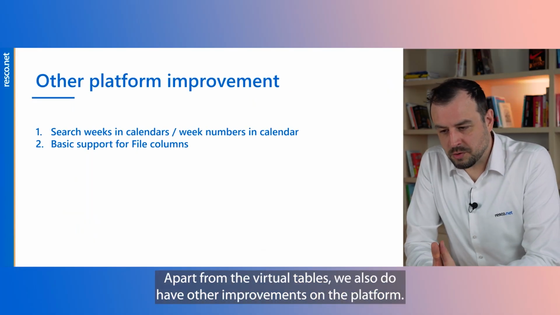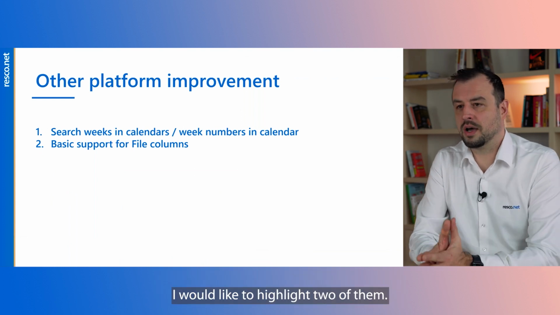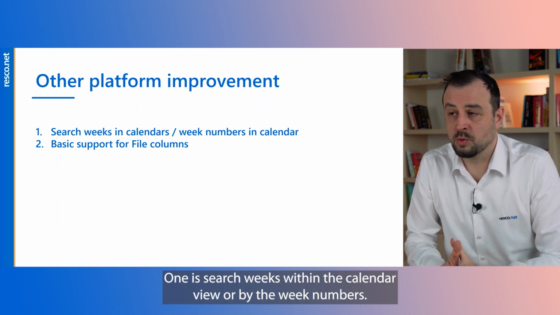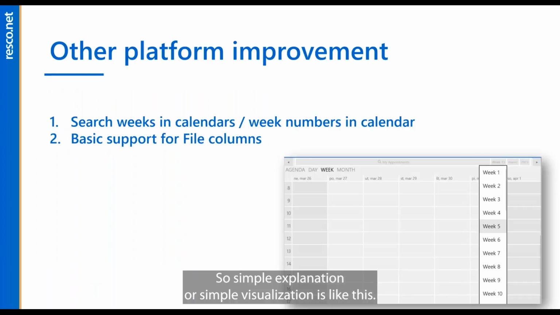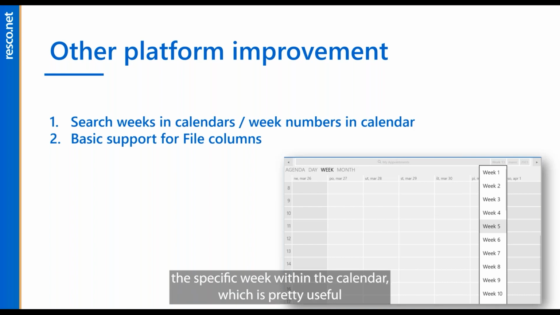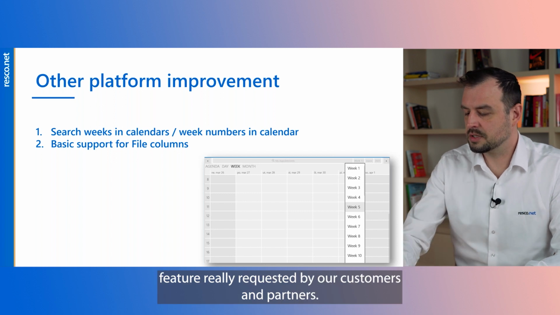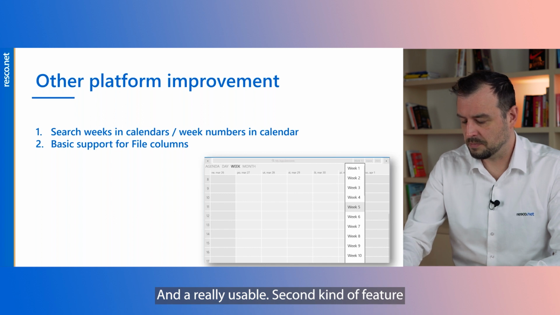Okay, apart from the virtual tables, we also have other improvements on the platform. I would like to highlight two of them. One is search weeks within the calendar view, or by week numbers. A simple visualization is like this. Anybody working with our mobile application can simply select the week number, and it will navigate the user to the specific week within the calendar, which is a pretty useful feature, really requested by our customers and partners, and really usable.